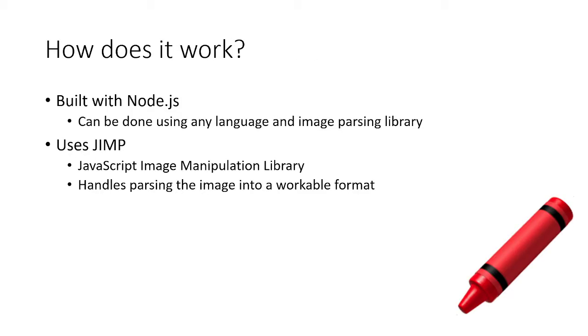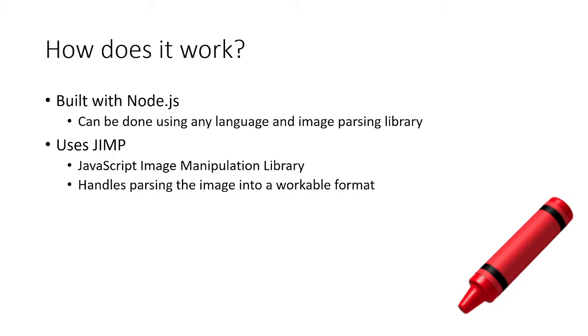So how does this work? This version of the parser was built using Node.js as that's the framework that I am most comfortable with working, but this can be done in any language and utilizing any image library that allows for image parsing. This can be done in Java, can be done in C, can be done in C++, or anything else. This allows us to parse the image and allows us to work with it.